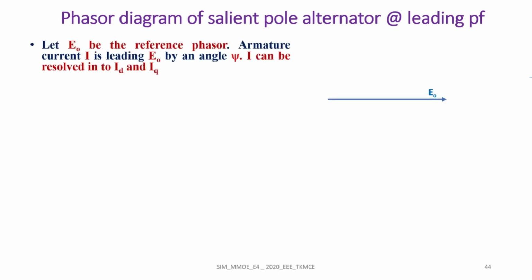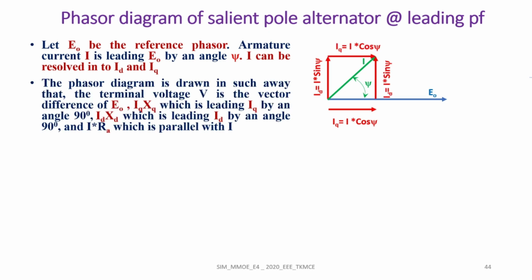Let E0 be the reference phasor. Armature current I is leading E0 by internal power factor angle psi. Then I can be resolved into in-phase component with E0, that is IQ, which is equal to I cos psi, and quadrature component with E0, that is ID, which is equal to I sin psi. In order to obtain the terminal voltage from E0, we need to subtract all voltage drops.